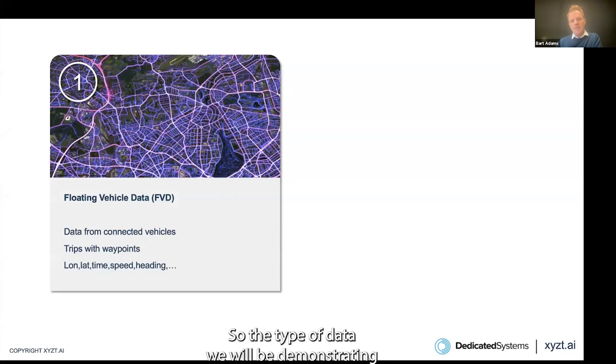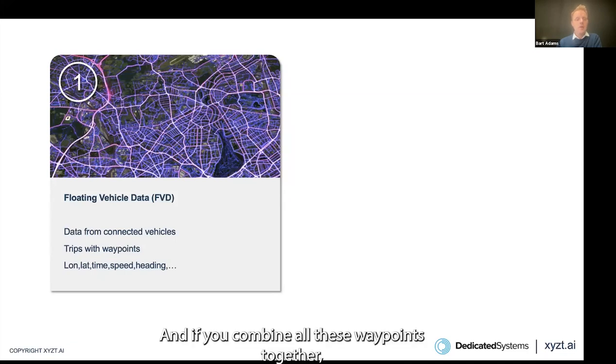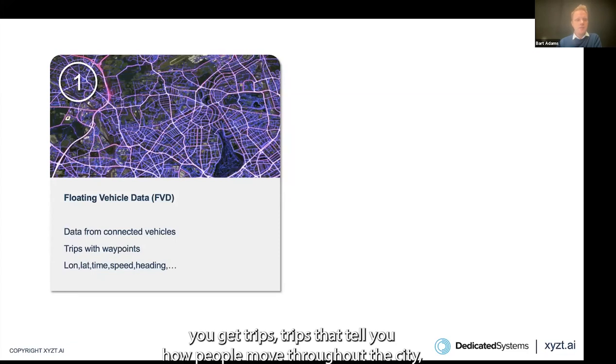So the type of data we will be demonstrating today is, in the first instance, floating vehicle data. And what is floating vehicle data? It is data from connected vehicles. So these days, new modern vehicles are connected to the internet, and they always send out basically IoT sensor data from the vehicle. So it is the position where the vehicle is, when the vehicle is there, so a timestamp, and then all types of attributes, such as, most importantly, the speed of the vehicle. And if you combine all these waypoints together, you get trips. Trips that tell you how people move throughout the city, how people move along the highways.